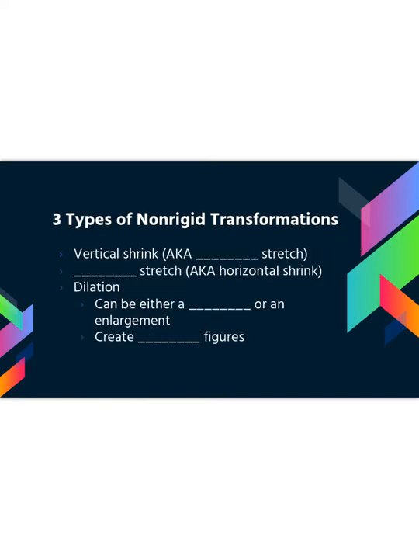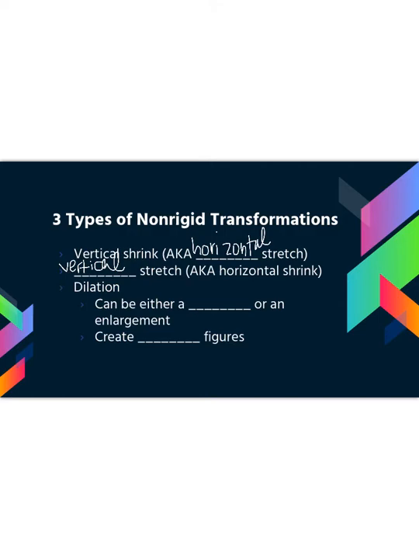There are three types of non-rigid transformations. You can see a vertical shrink, which can also be called a horizontal stretch. I think of the vertical shrink as pushing down on the figure so it's getting longer or fatter. You can also see a vertical stretch, which is also known as a horizontal shrink. I think of the vertical stretch as taking the figure on the top and the bottom and pulling it up and down, and so it's getting skinnier or taller.